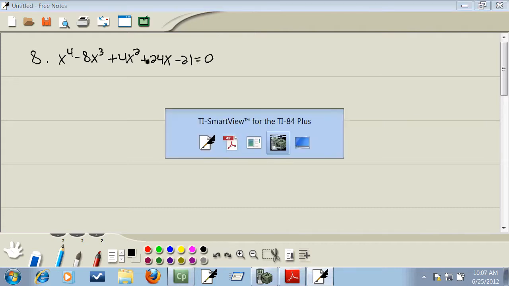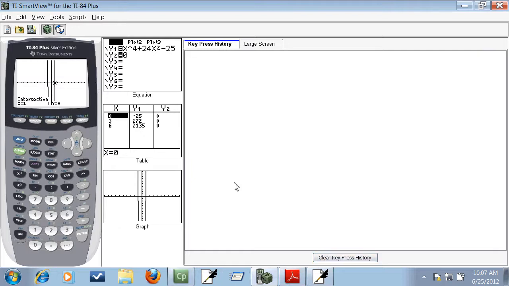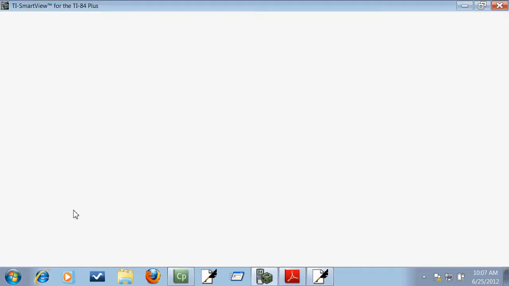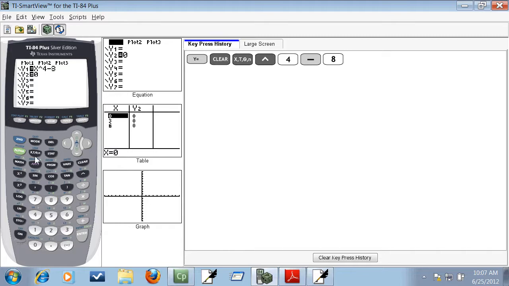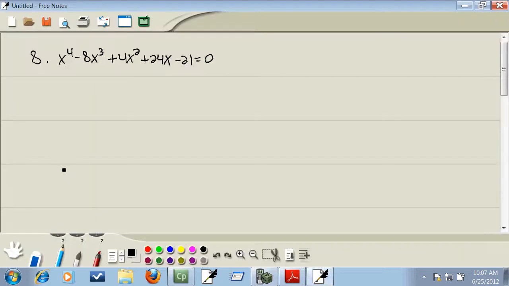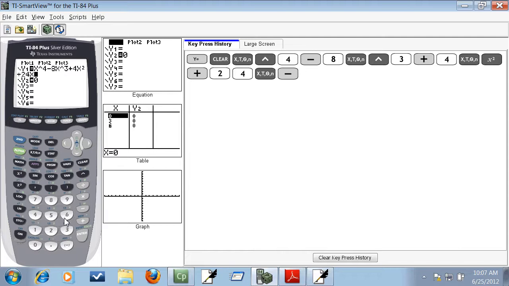All right, let's go to the calculator, see what we can find there. So press y equals, press clear. I got x to the fourth minus 8x to the third plus 4x squared plus 24x minus 21. Have to have 0 on y2.